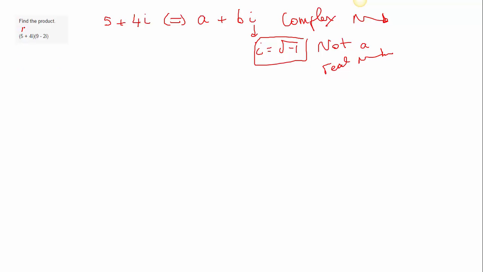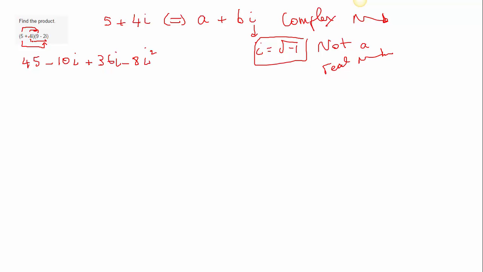But let's just multiply. 5 times 9 is 45. 5 times negative 2i, negative 10i. 4 times 9 is 36. 4 times negative 2i, negative 8i. Oh, 4i times negative 2i. Okay, let me try again. 5 times 9, 45. 5 times negative 2i, negative 10i. 4i times 9, 36i. And 4i times negative 2i, negative 8i squared.